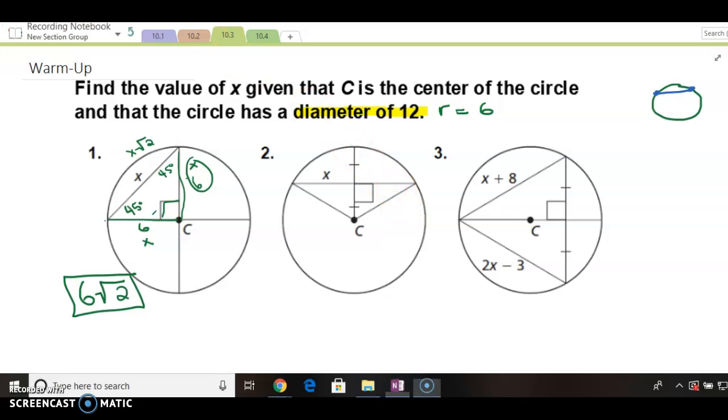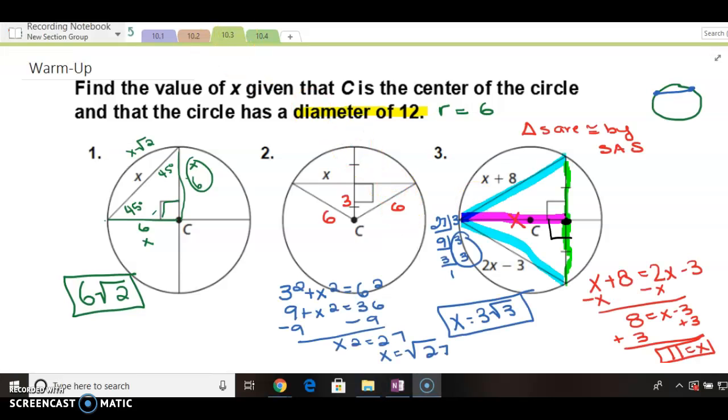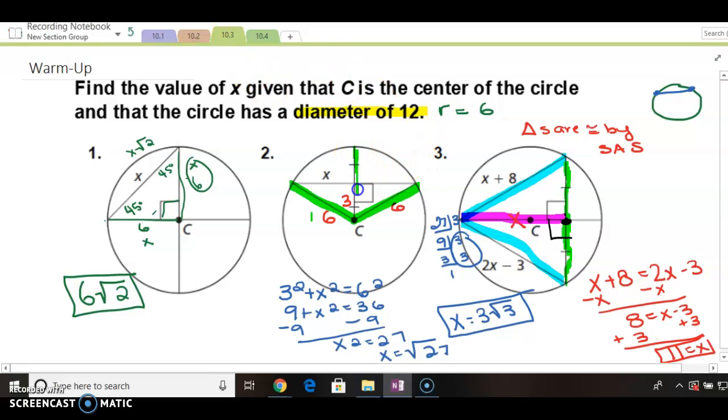All right, guys, on number 2, we know that this piece is a radius and this piece is a radius, so both of them are 6. Now, this entire piece right here is also a radius, so it would be 6, but if you notice these 2 hash marks, it cuts it into 2 congruent parts, so this here is 3. So I set up a right triangle: 3 squared plus x squared equals 6 squared, so x equals 3 square root of 3.